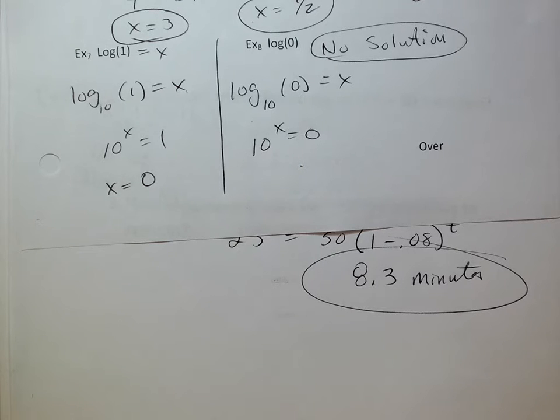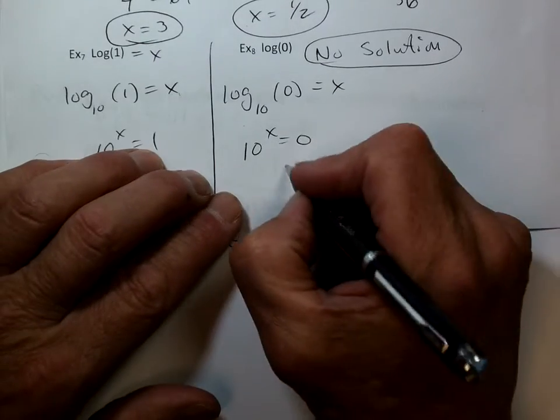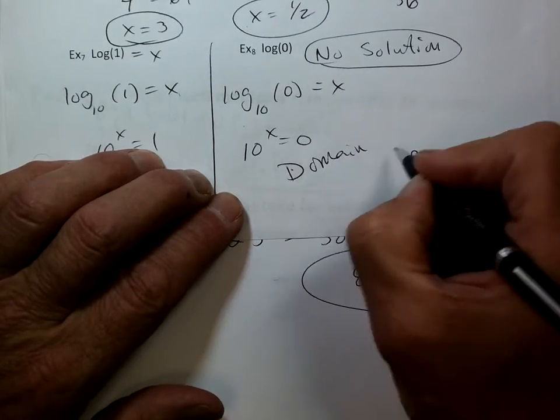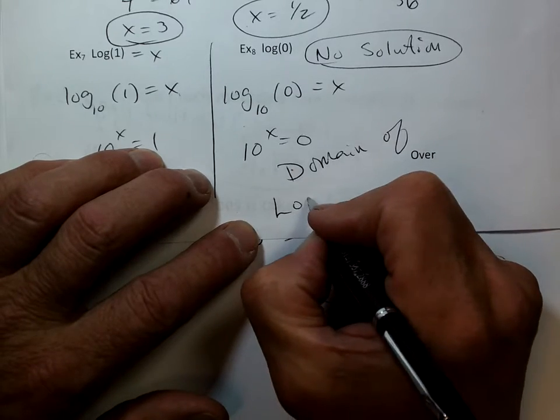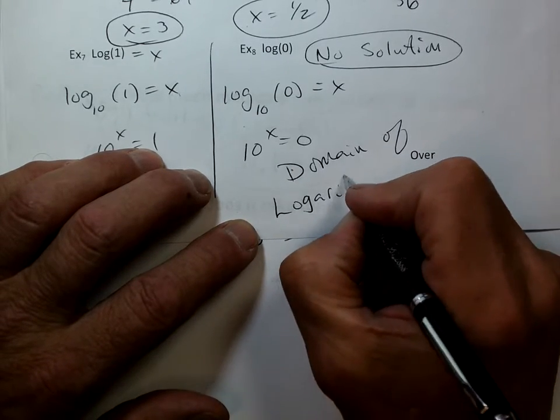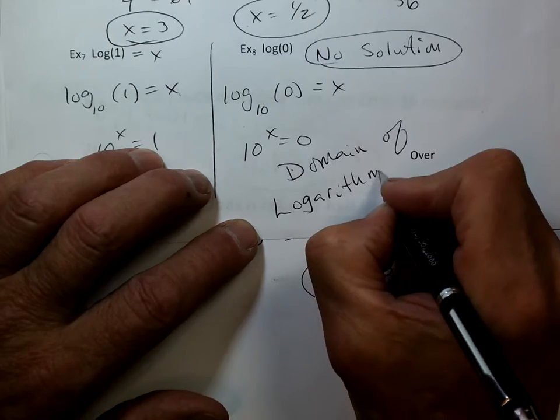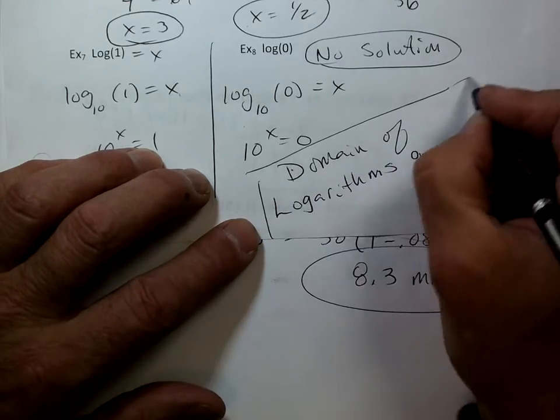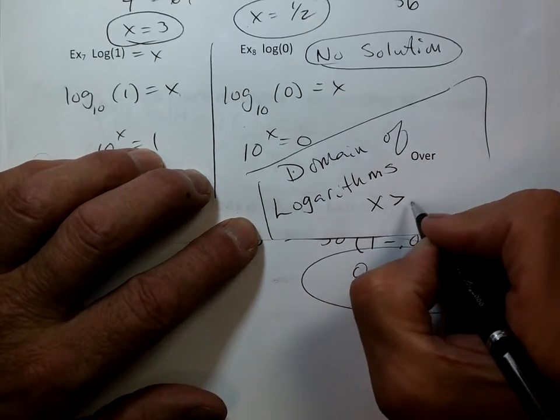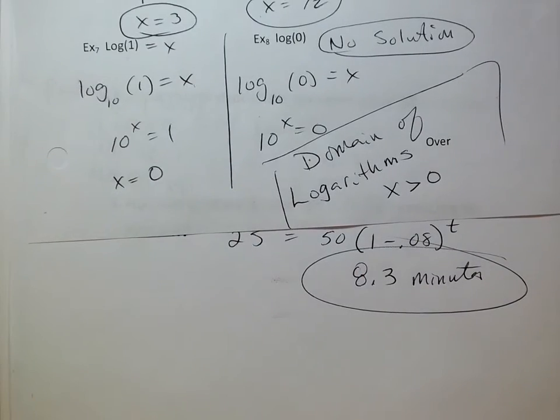So what we know about logarithms is this. The domain of logs. The domain of logarithms is always x has to be greater than 0. You can never make it any less, okay?